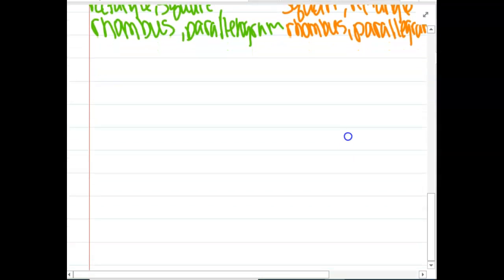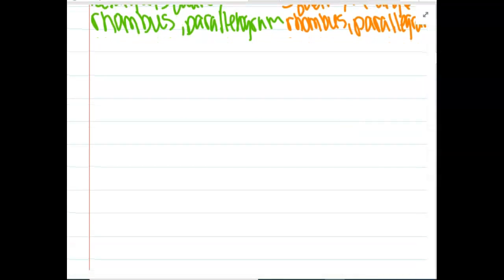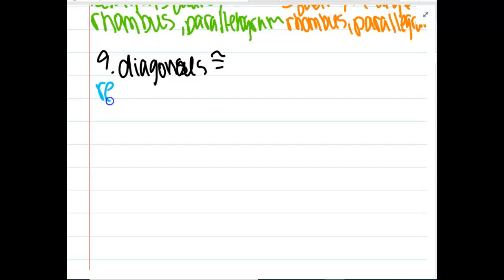Okay, number 9. What about the ones that have diagonals congruent? What quadrilateral has congruent diagonals? No. Remember, the rhombus has perpendicular diagonals. And remember, it's the rectangle. That was that last theorem we copied down, right? A rectangle has congruent diagonals.